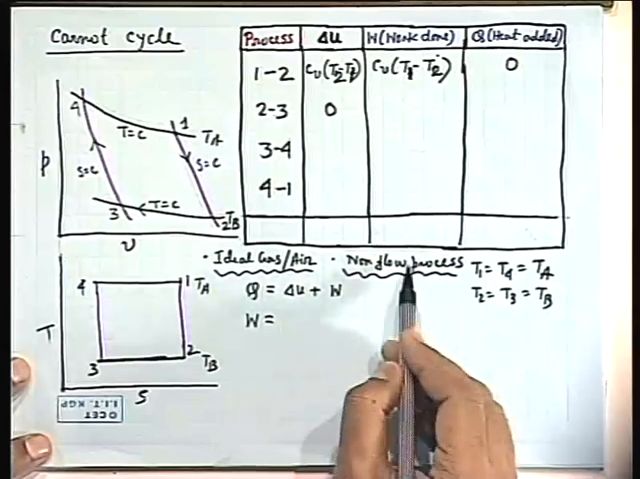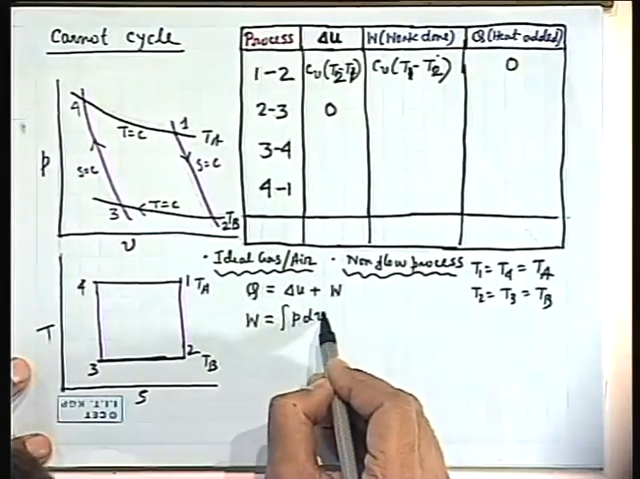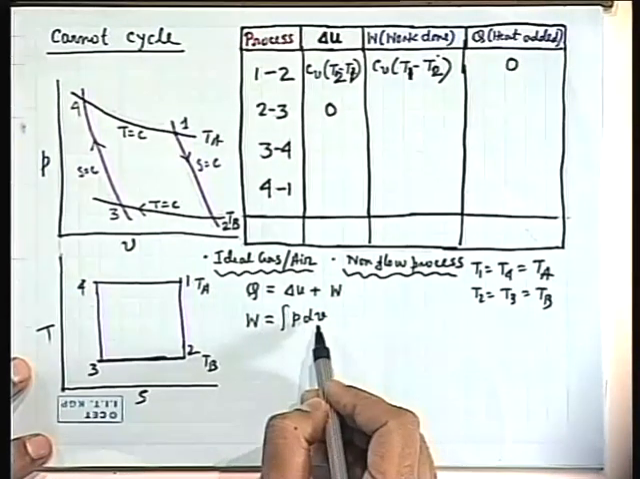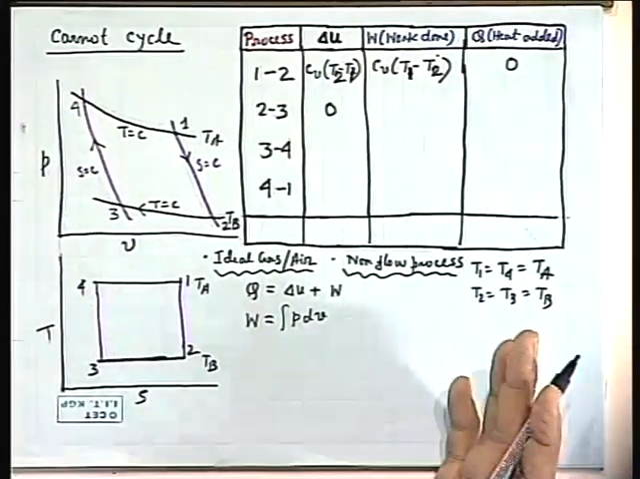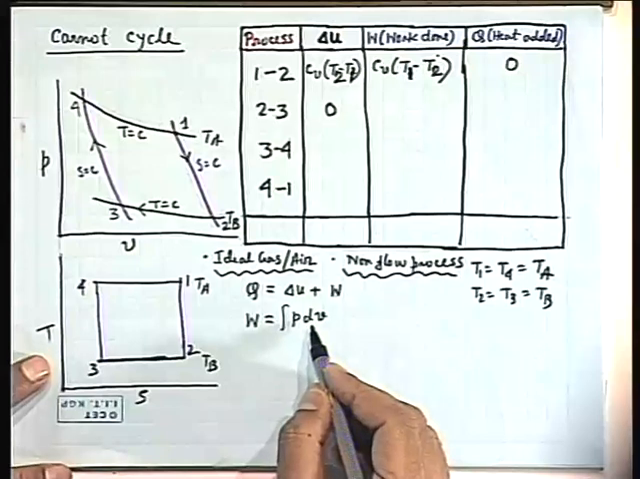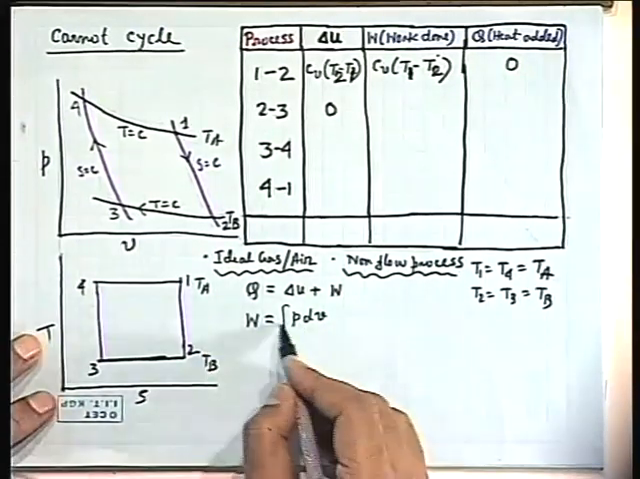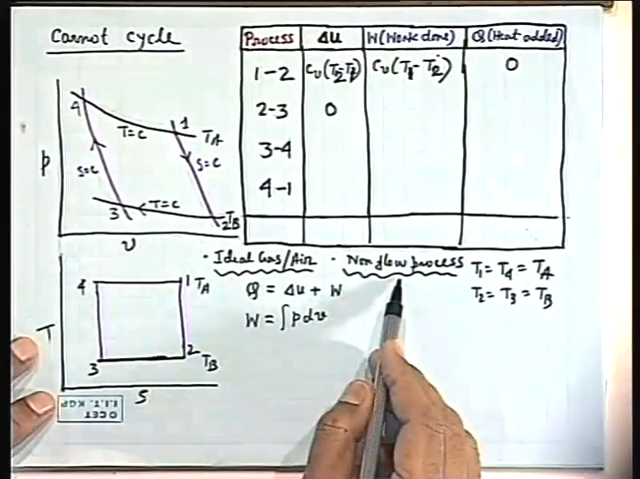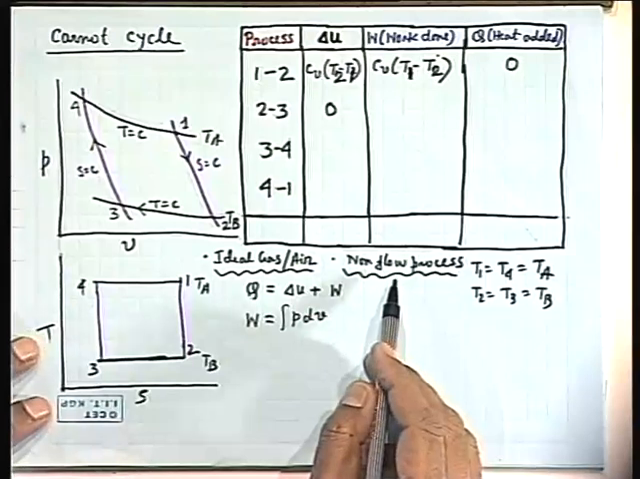W is what? This is a non-flow process. It is PdV. If it is not a non-flow process, per unit mass, that's why small v, it could not be PdV. In that case, work done is equal to something else. You have to go for the steady flow energy equation. Be very careful at this stage. Don't make a blunder at this stage. PdV is the work done for a reversible non-flow process. Only work done is PdV. There is no other work except the displacement mode of work.